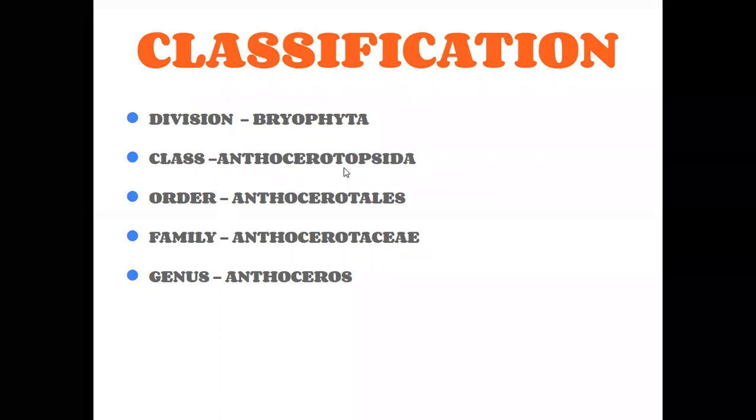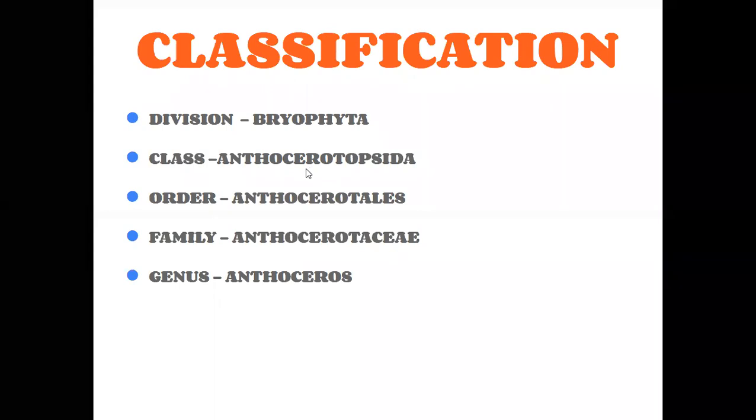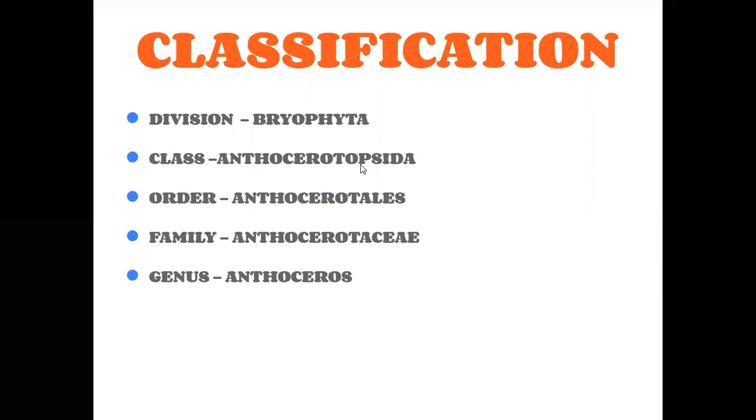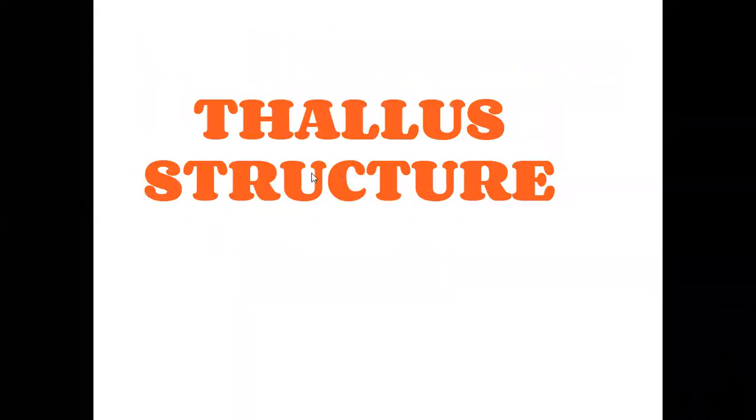The class Anthocerotopsida plants are called hornworts. Horn-like structures are developed on the gametophytic thallus. So these types of bryophyta plants are called Anthocerotopsida. Hornworts are placed in the class Anthocerotopsida. Now, thallus structure of Anthoceros.